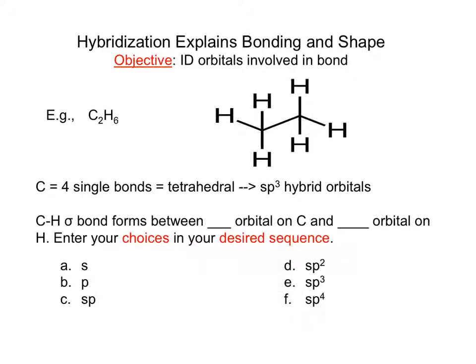What about the carbon-hydrogen bond? So stop the video and answer that question. So the answer is sp3 hybrid orbital on carbon and the s orbital on hydrogen.